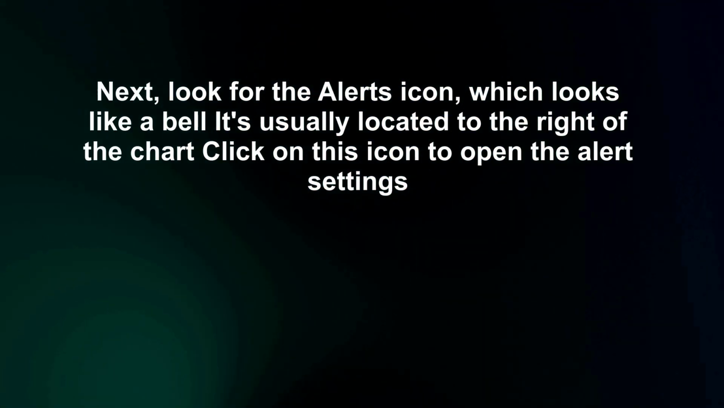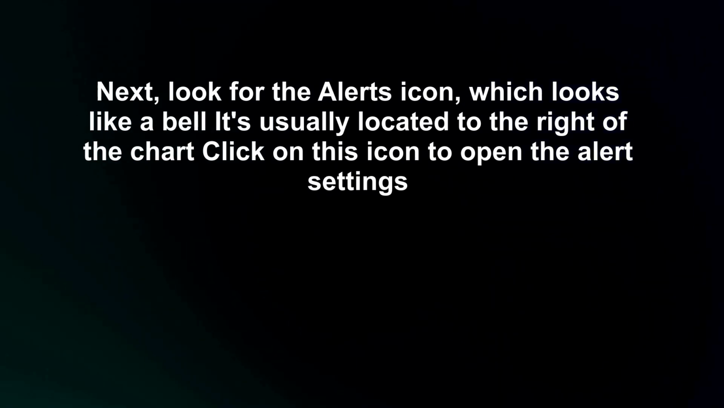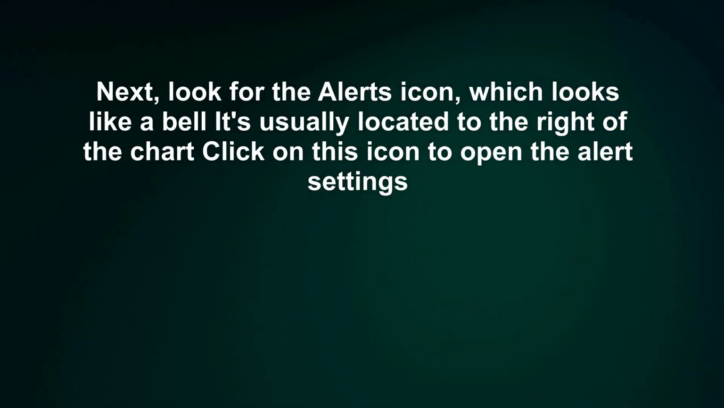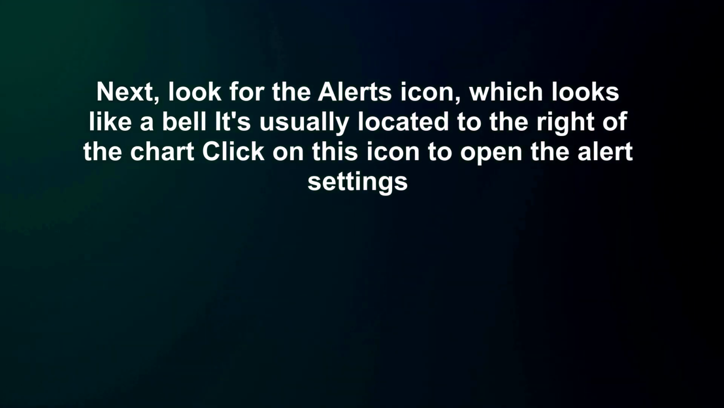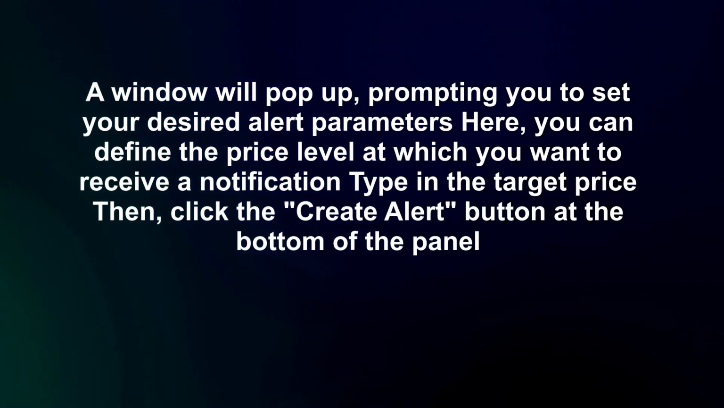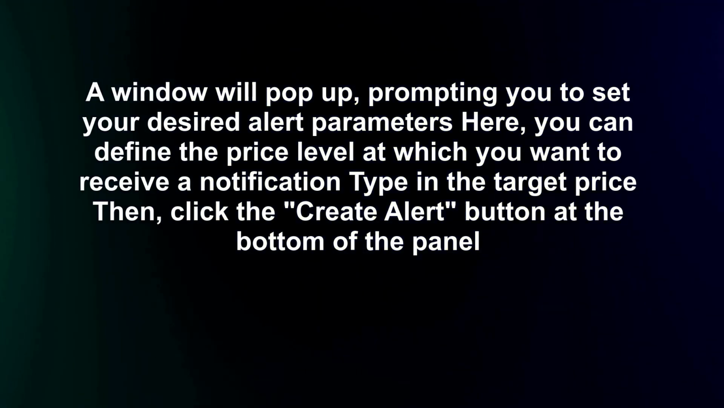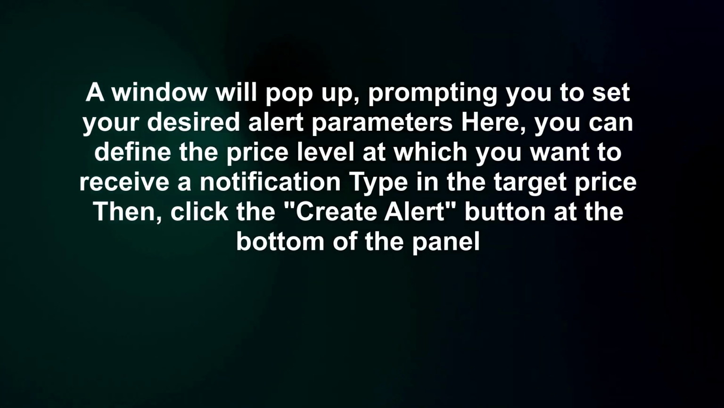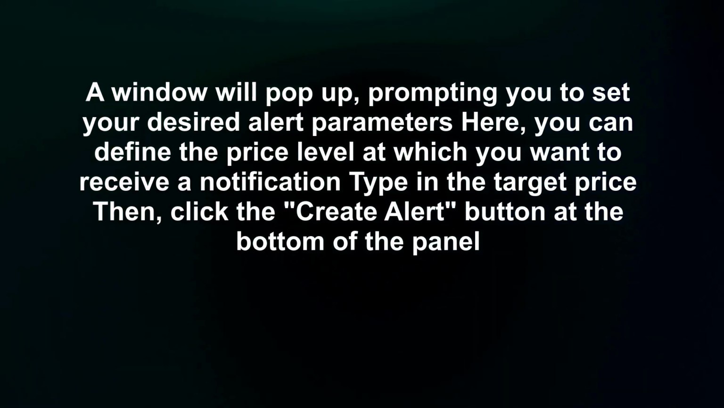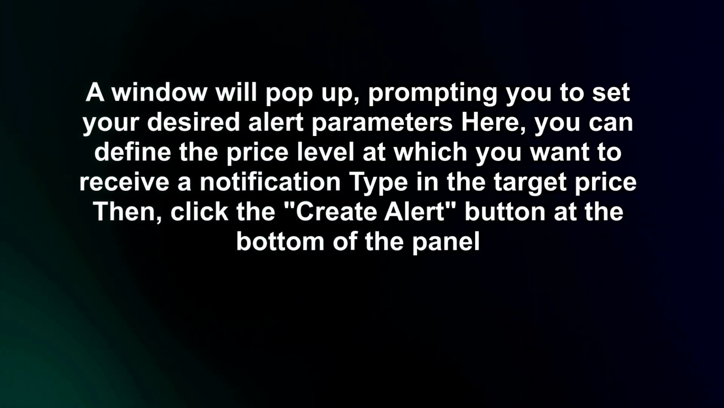Next, look for the alerts icon, which looks like a bell. It's usually located to the right of the chart. Click on this icon to open the alert settings. A window will pop up, prompting you to set your desired alert parameters. Here, you can define the price level at which you want to receive a notification. Type in the target price, then click the Create Alert button at the bottom of the panel.